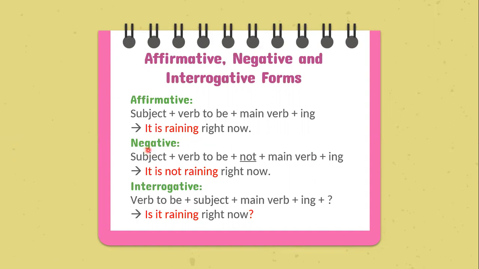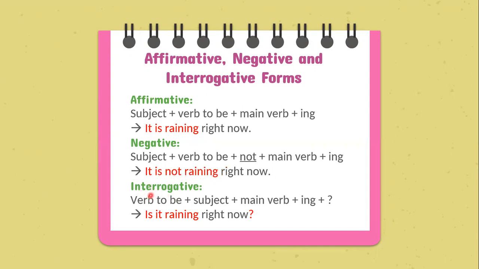Now, negative means it's not raining. If this action is taking place here, it's not taking place there. So I keep the same form, subject, verb to be, main verb plus ing, but I just add not. Where do I add not? I add it between the verb to be and the main verb. So when I say it is raining, I change it to negative. I say it is not raining. I just added not between is, which is the verb to be, and the main verb with ing. So it is raining, it is not raining. We are calling, we are not calling, or we aren't calling. It isn't raining, if we want to say it in a contraction.